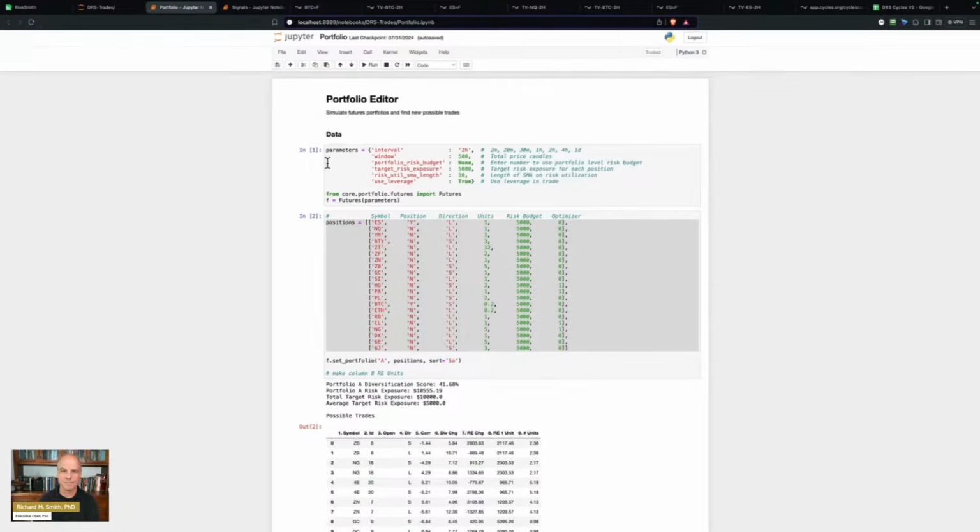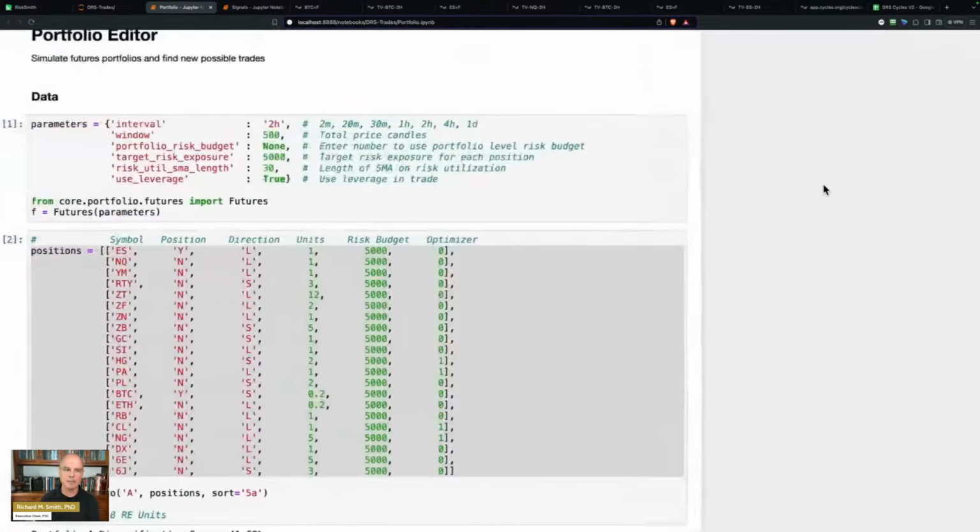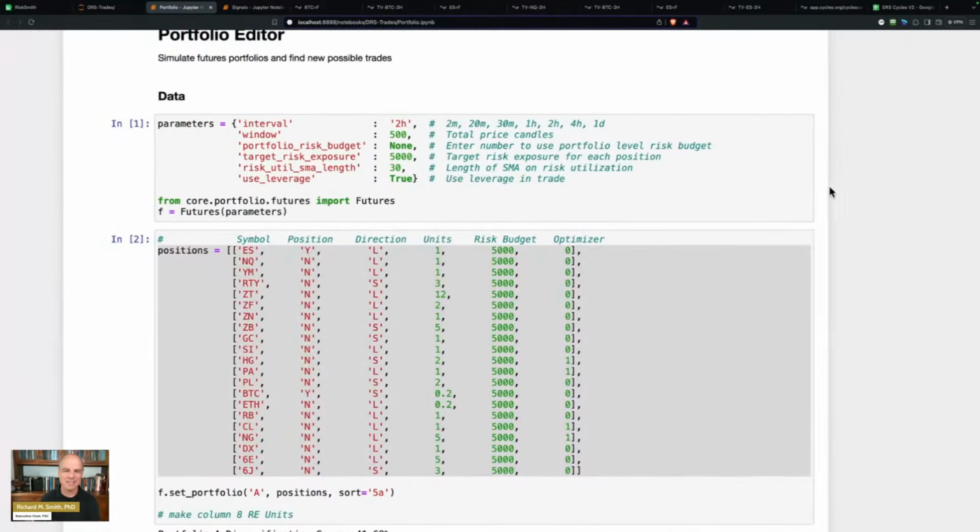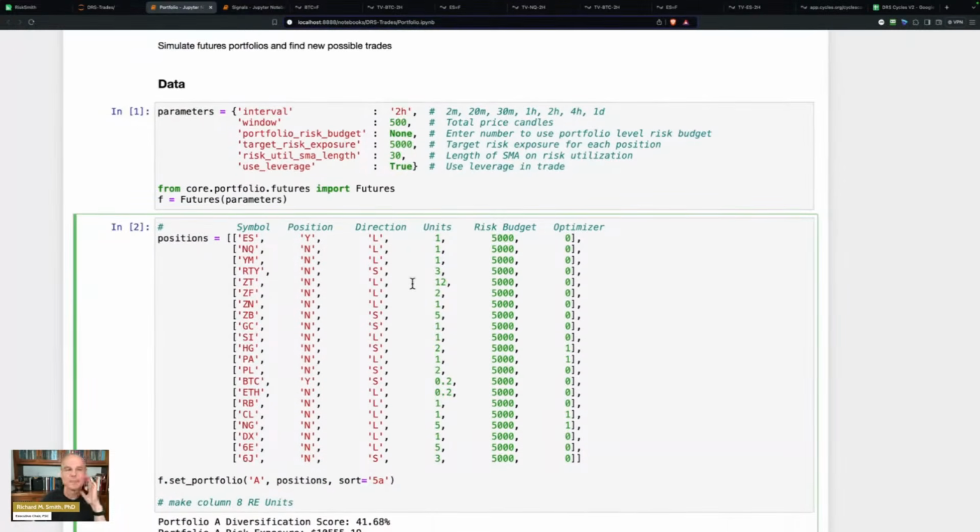I'm going to jump over here and I'm going to zoom in on this. All right, and I've set up a simple portfolio here. Sorry about my voice. But long 1 E-mini contract and short 0.2 Bitcoin contracts. So a full Bitcoin contract is 5 Bitcoins. So 0.2 is 1 Bitcoin. So long 1 E-mini contract and short 1 Bitcoin.